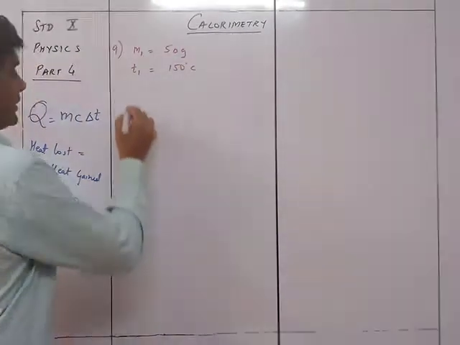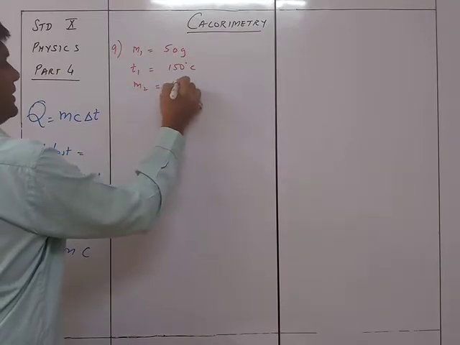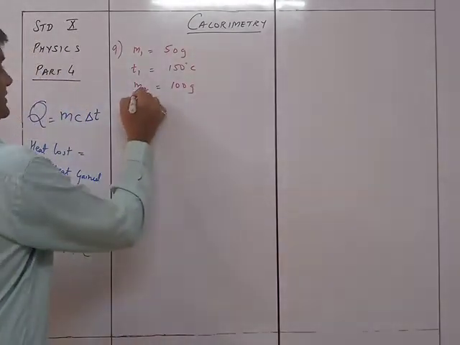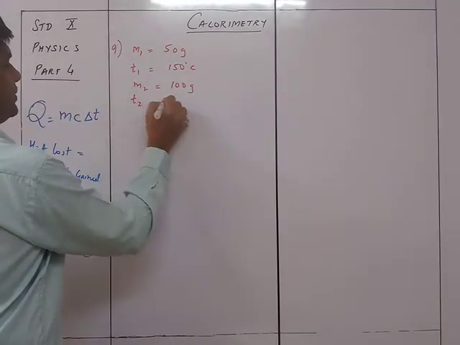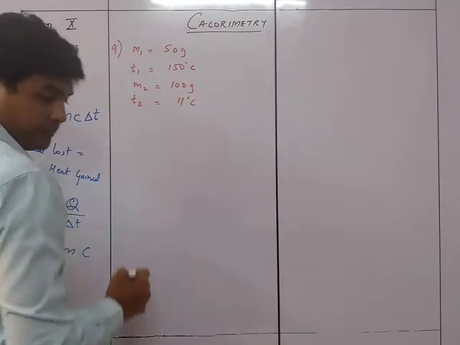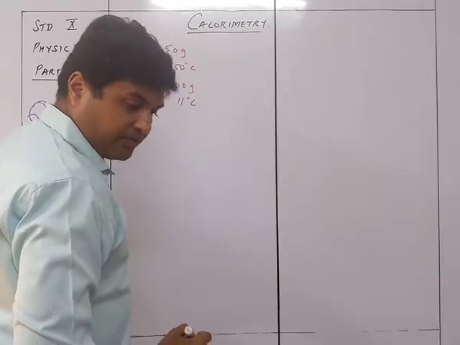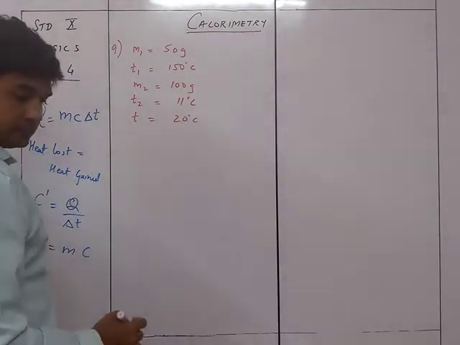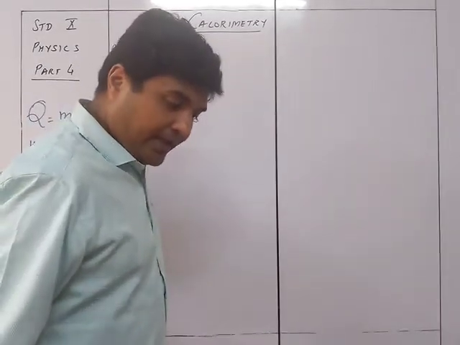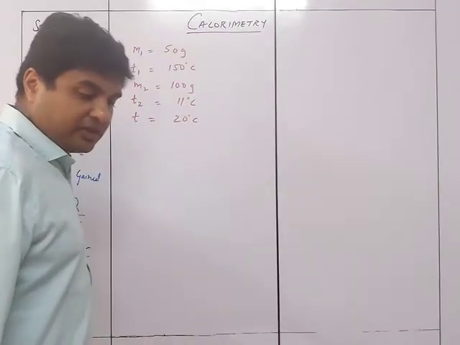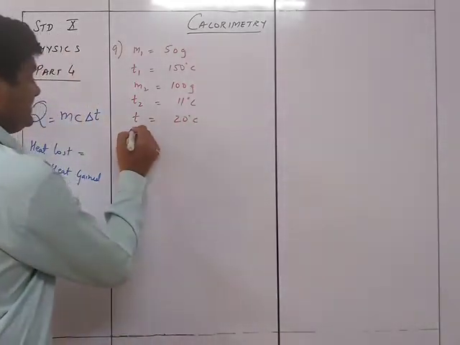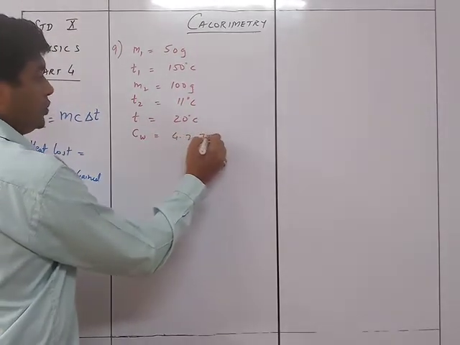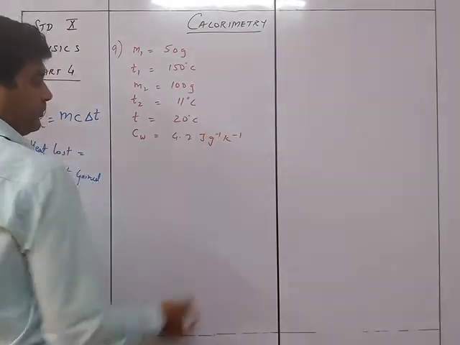Is immersed in water, that is M2 is equal to 100 grams at 11 degrees Celsius. So T2 is equal to 11 degrees Celsius. The final temperature T is equal to 20 degrees Celsius. Calculate the specific capacity of metal, assuming the specific capacity of water, that is C water, is given as 4.2 joule per gram per Kelvin.